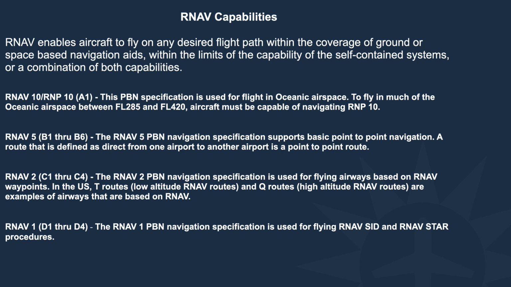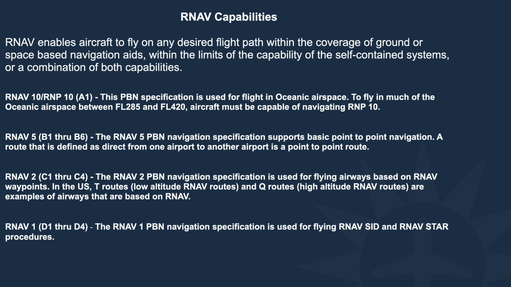RNAV 2, this is for flying on the airways based on RNAV waypoints. So you need to have this Charlie here. So Charlie code indicates RNAV 2. So this is for the T routes, the low altitude T routes and the Q routes. So you need to have this code if you're going to be flying on those airways.